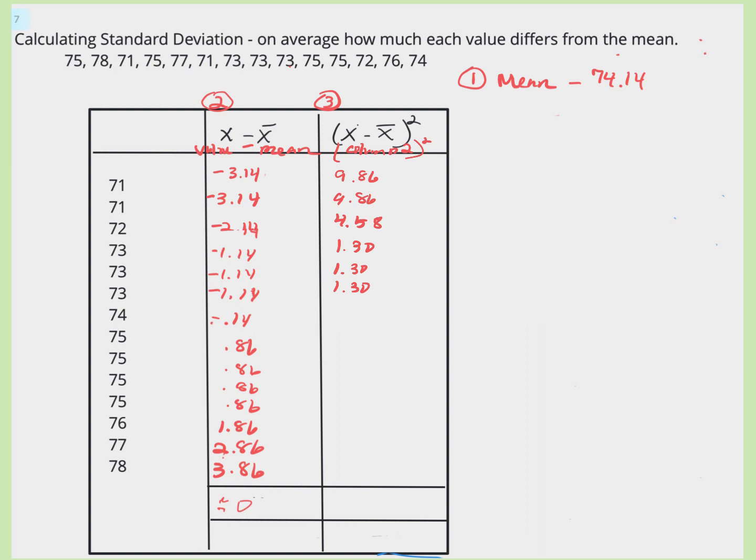So the column 3 here that we have should be all positive values. We're just squaring the values we have in column 2. So take a minute to go ahead and do that.